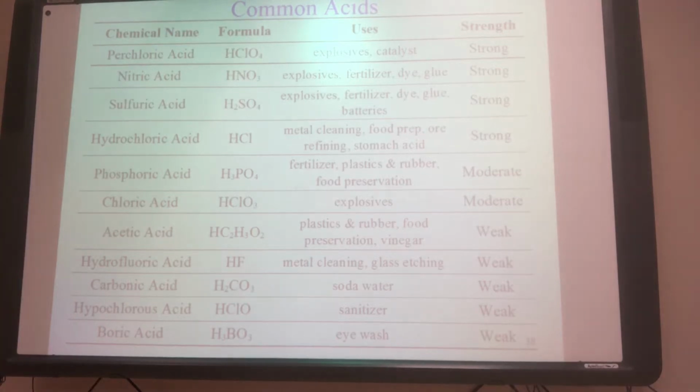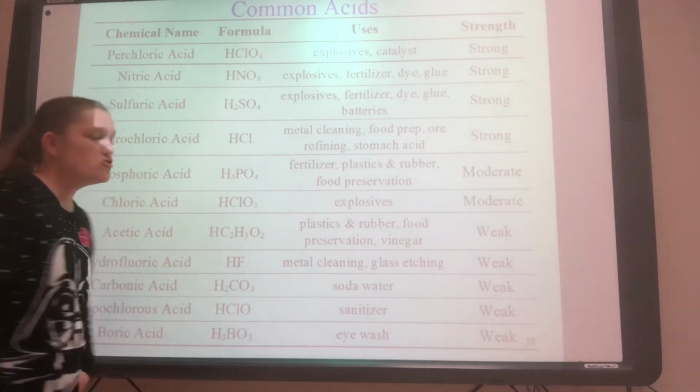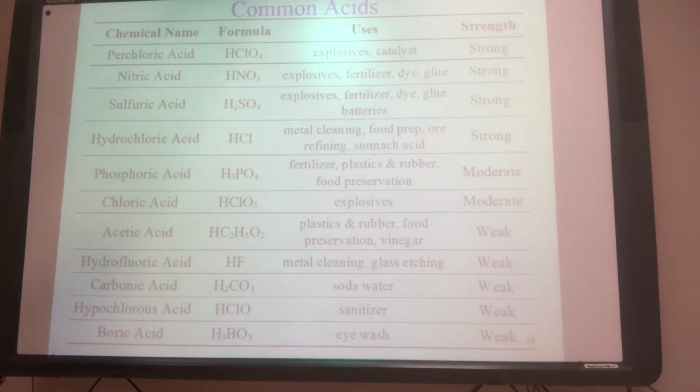Right, so here's a chart of some common acids. You need to be able to know this chart because you need to know the strength. Here's the chemical name. If we were naming our formulas, this would be the name. And you're going to learn how to do this.